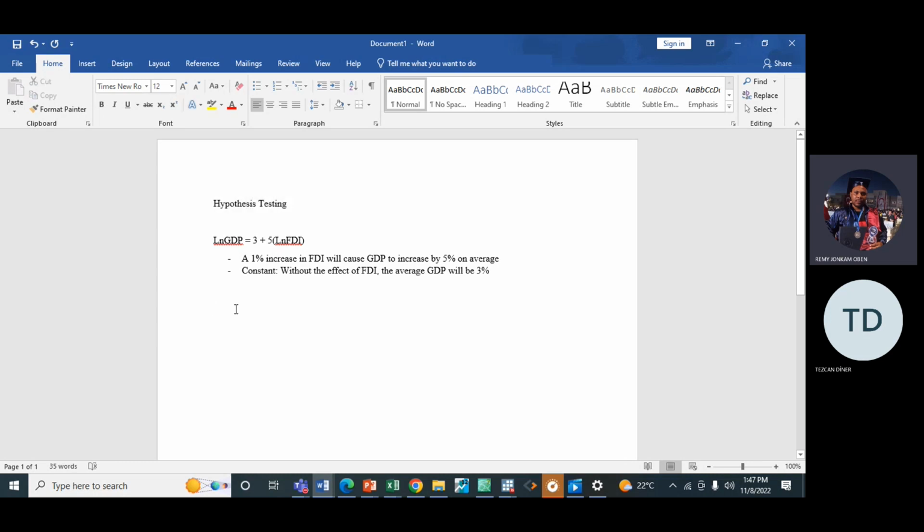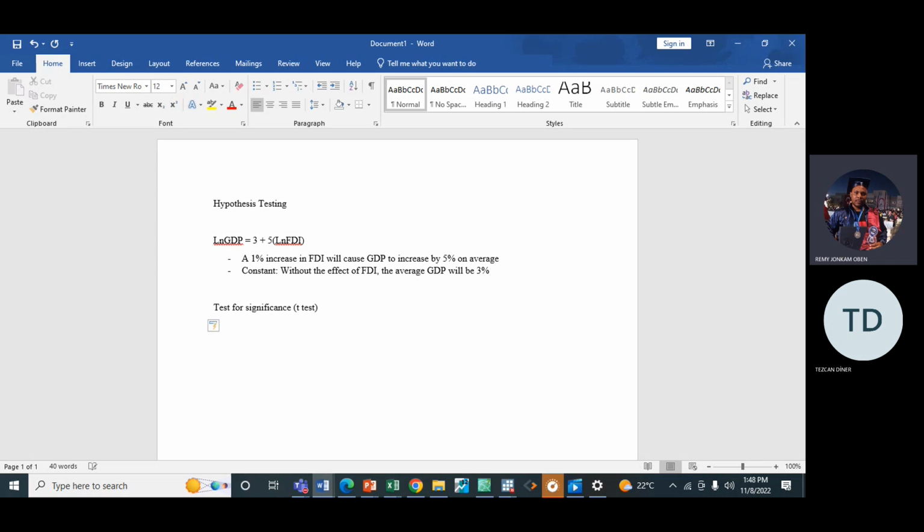So we are going to carry out a test for significance. We want to find out if the coefficient is statistically significant or not. And the test we are going to use is the t-test. The t-test shows us the statistical significance of individual variables.